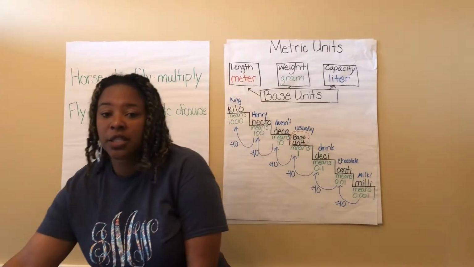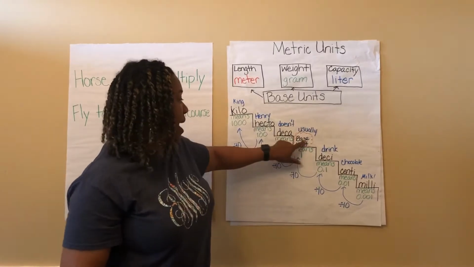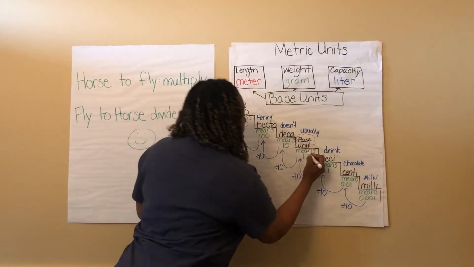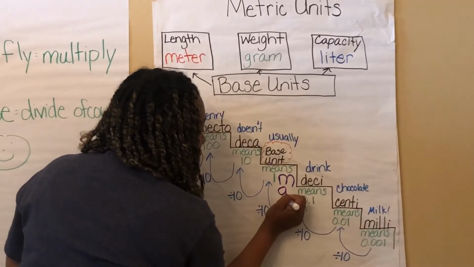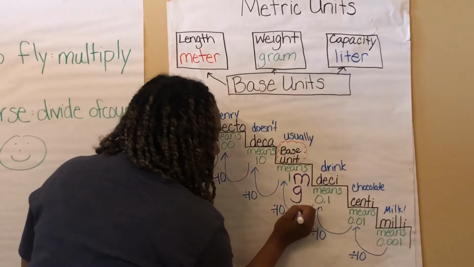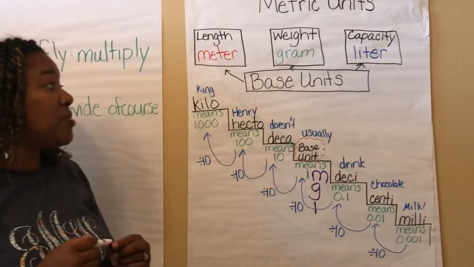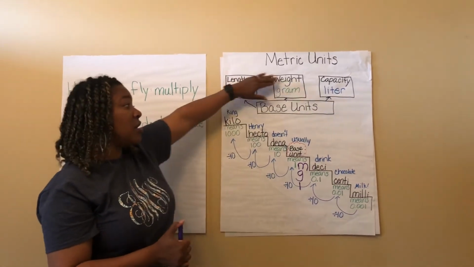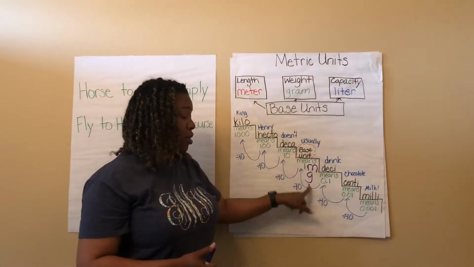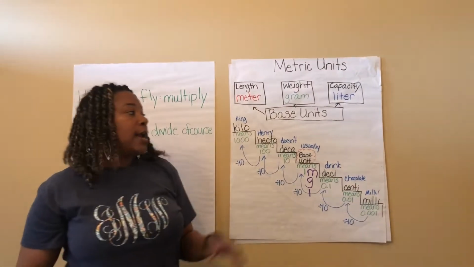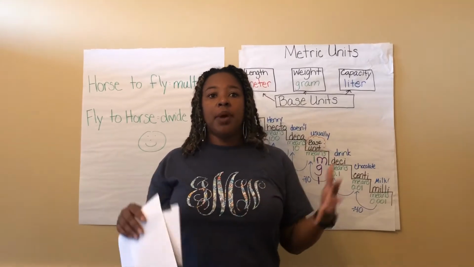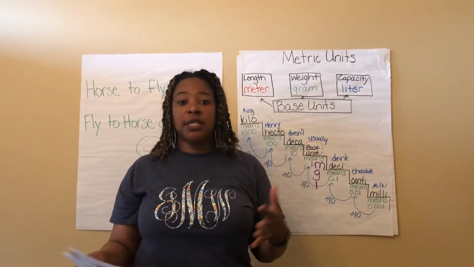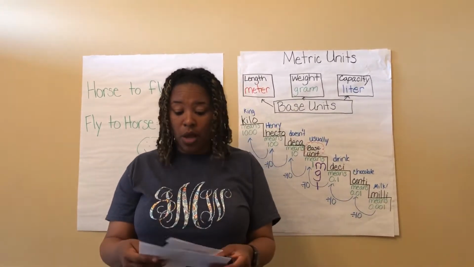All right, guys, I also wanted to add that this base unit is M for meter, G for gram, or L for liter. It just depends if you're dealing with length, weight, or capacity. This would be your base unit. All right, so I'm moving along. It'll all make sense when we put it together, but like I said, I like to do things that help me remember. You all know that.